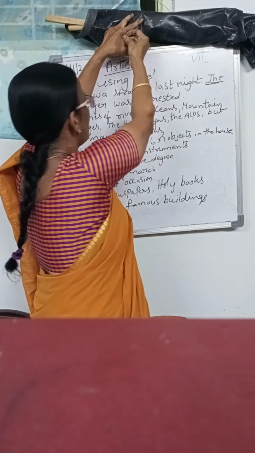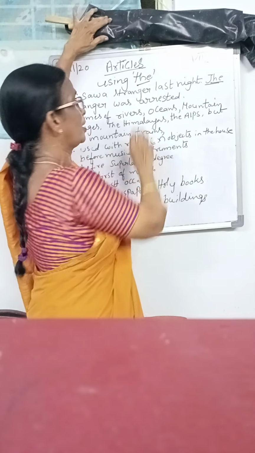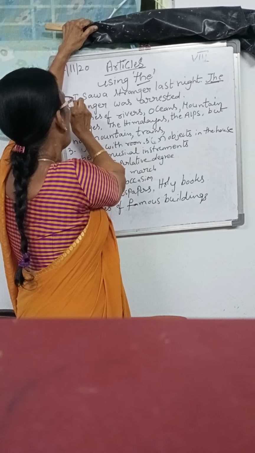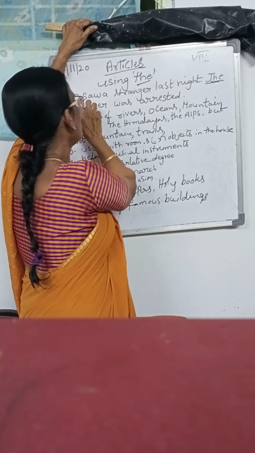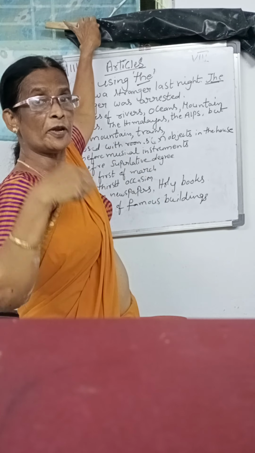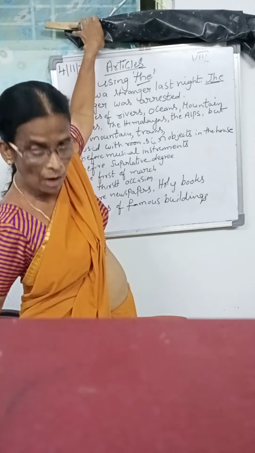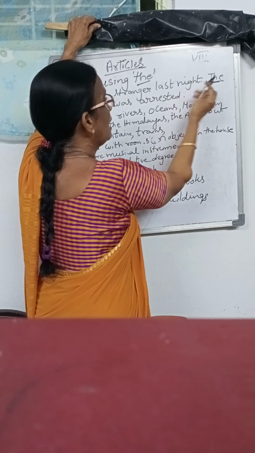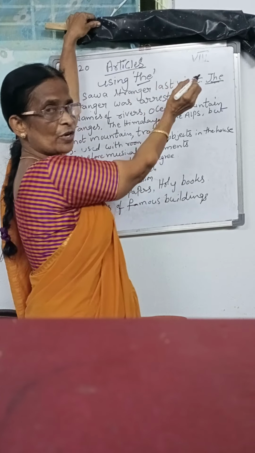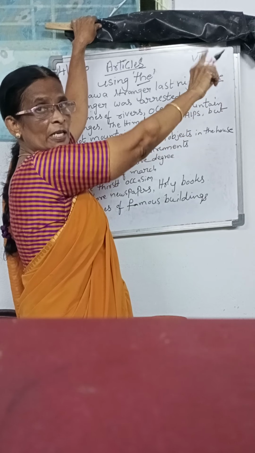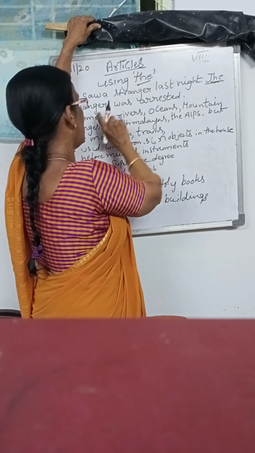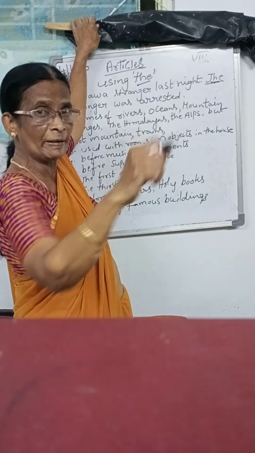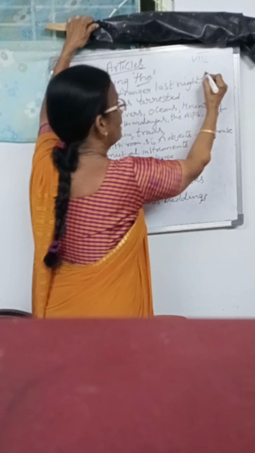Okay. So "the" is the definite article. Where do we have to use it? "I saw a stranger last night." Where we are mentioning something repeatedly, we have to use "the". The same stranger, that means the same stranger. That's why we repeat it: "The stranger was arrested." So first, what we mention repeatedly, we have to use "the".